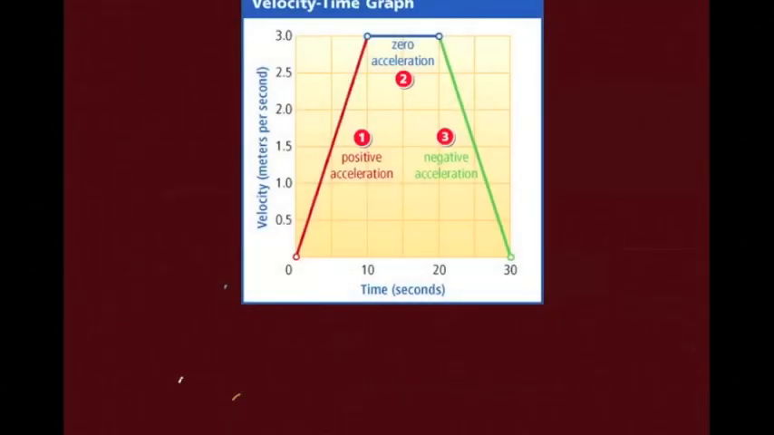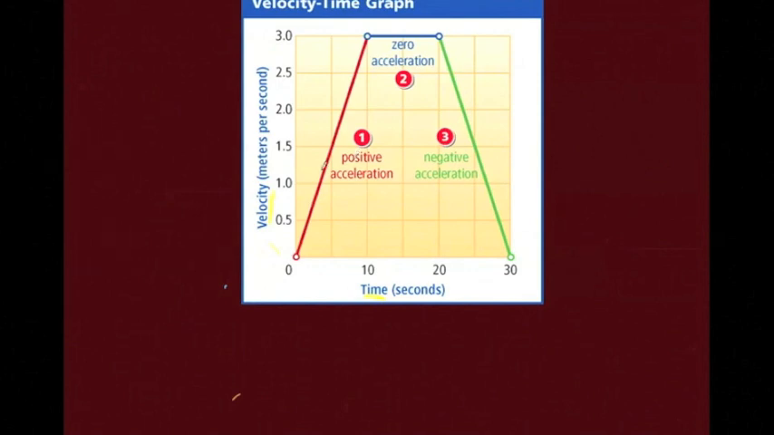Okay, today we're going to just be discussing velocity time graphs. We've seen something similar to this when we did the position or distance time graphs earlier in this unit. A velocity time graph is a visual representation of acceleration. And remember, acceleration is a change in velocity over time.